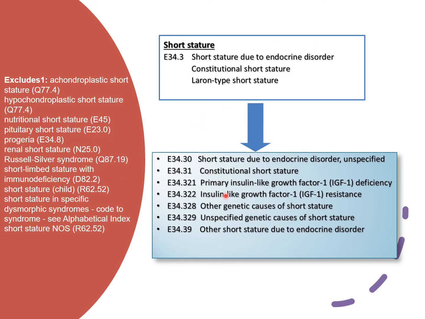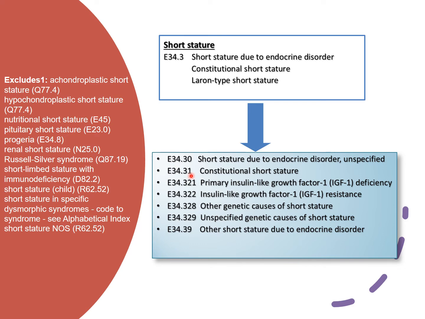This year, 7 new codes are created for short stature. They are short stature due to endocrine disorder, unspecified. If the type of the endocrine disorder is not specified, then report with E34.30. For constitutional short stature, the code is E34.31.